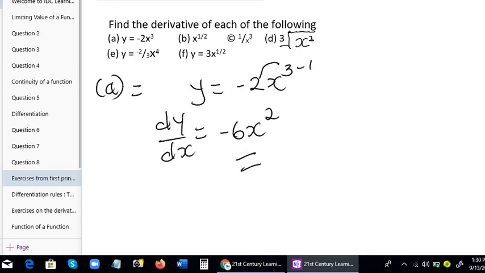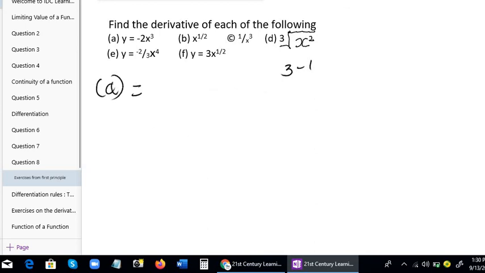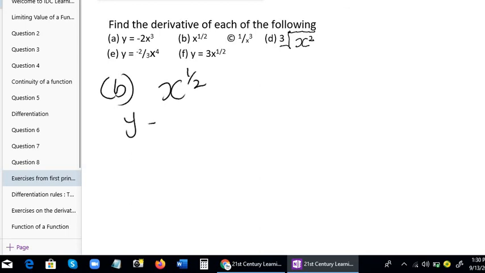Okay, I'm going to clean the board so you can just look at what I've done. So I can take B. Now let's take B. Can solve with me. For B we have x to the power 1 over 2. What do you think we need to do? Okay. y equals x to the power 1 over 2 times invisible coefficient, which is 1. You have 1 times x to the power 1 over 2.